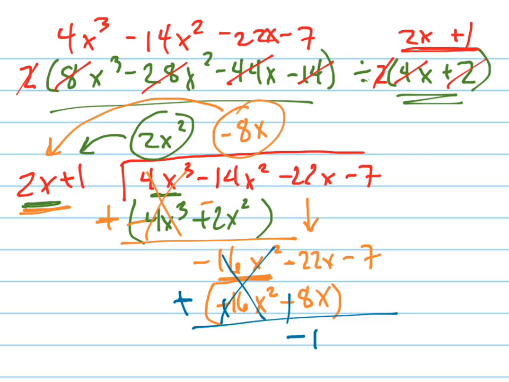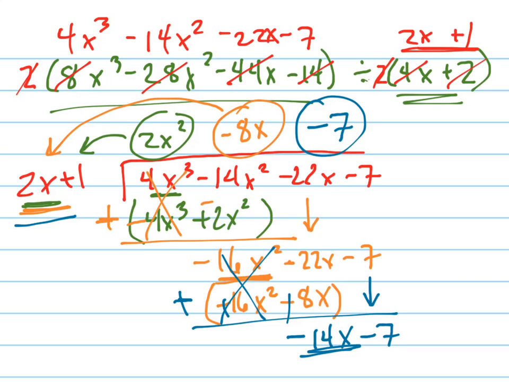Negative 14x. Bring that negative 7 down. Oh, this works out. This is going to work out nicely. Divide this by this, put it here, negative 7, right? So that's negative 14x minus 7. Subtract, and lo and behold, it's all gone.